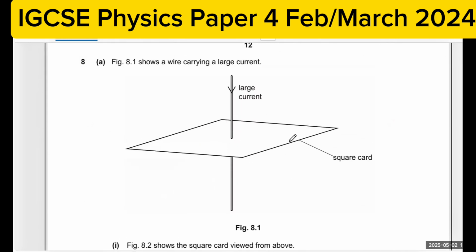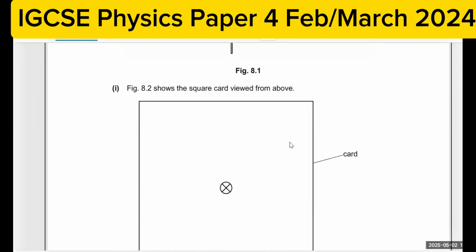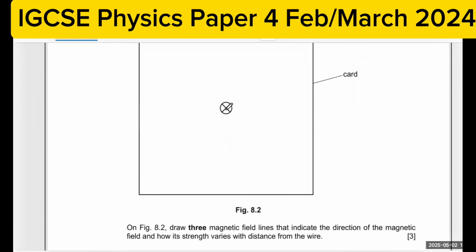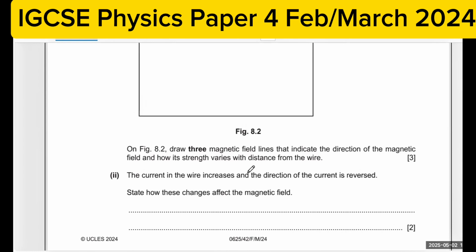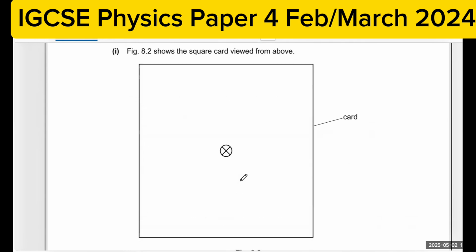Next question. Figure 8.1, a wire carrying a large current. So this is a card and a large current is passing through it downward. The figure shows a square viewed from above, so the cross represents inward. On figure 8.2, draw the magnetic field lines indicating the direction of the magnetic field and how the strength varies with the distance from the wire. On 8.2, you will draw, so this is the diagram of this card.